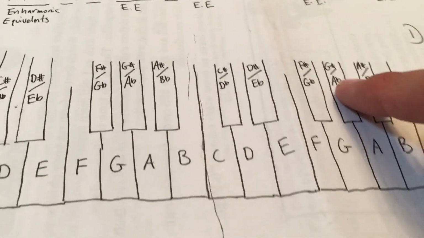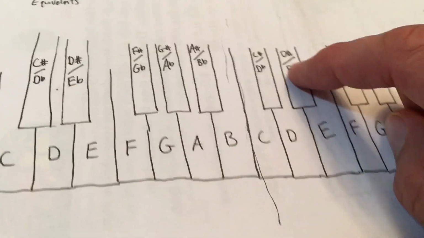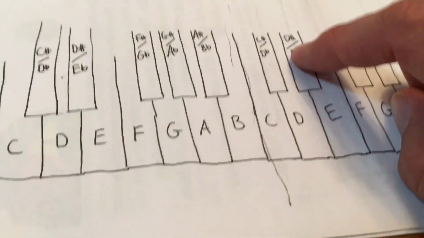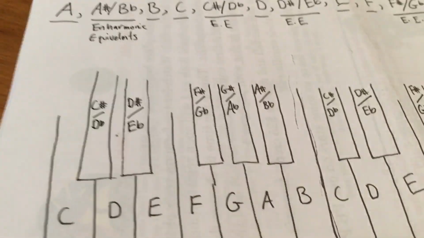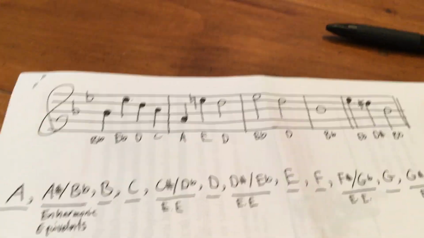So well, here we go. This is how we play that. We go E flat, D sharp, B flat. And then when you put all that together, that would be how you would play that song.